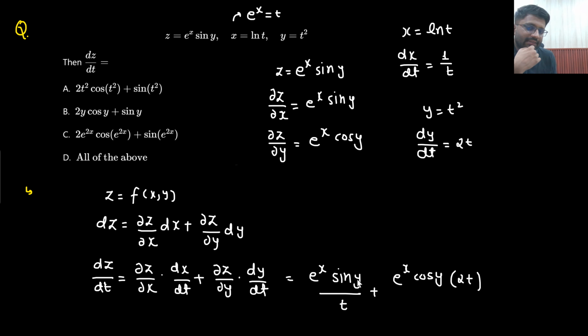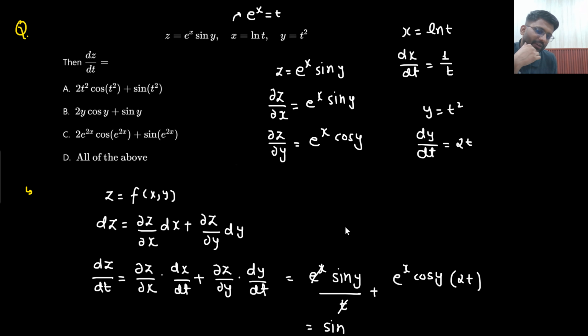So here I can put sin t square. Y equals t square is given, so this could be sin t square. So e to the power x could be written as t. What I can see is that e to the power x could be written as t. So this and this will get cancelled out, right?